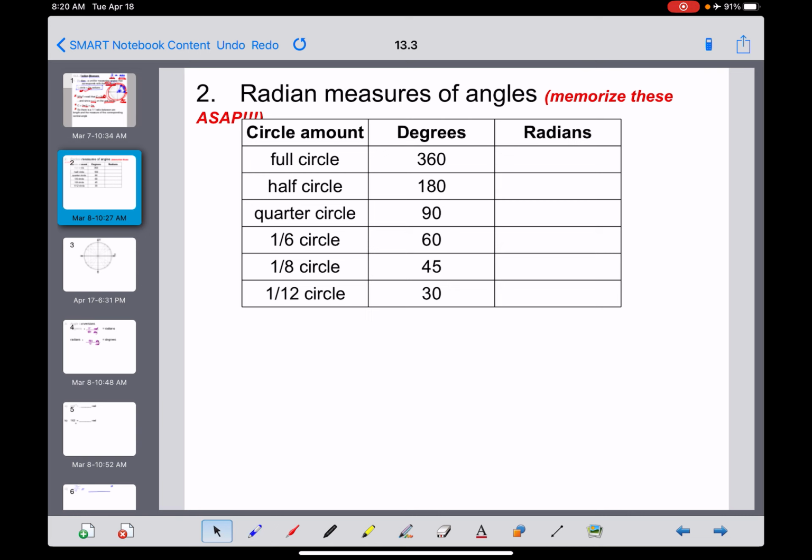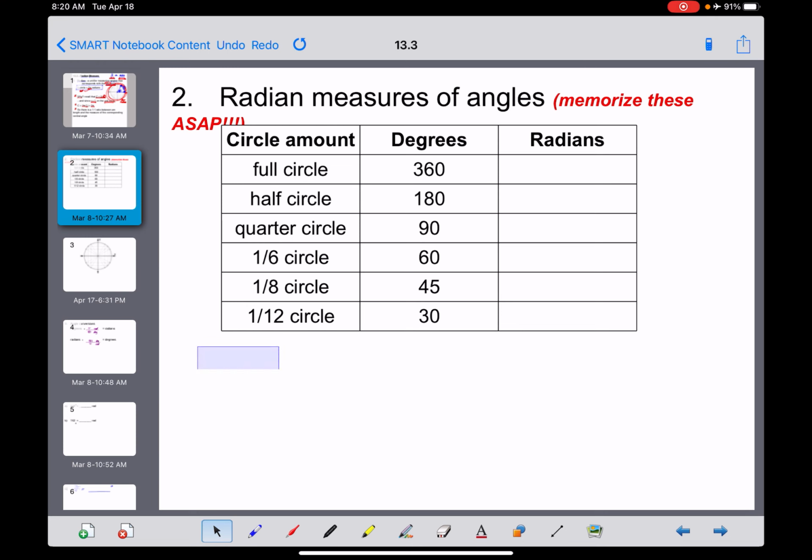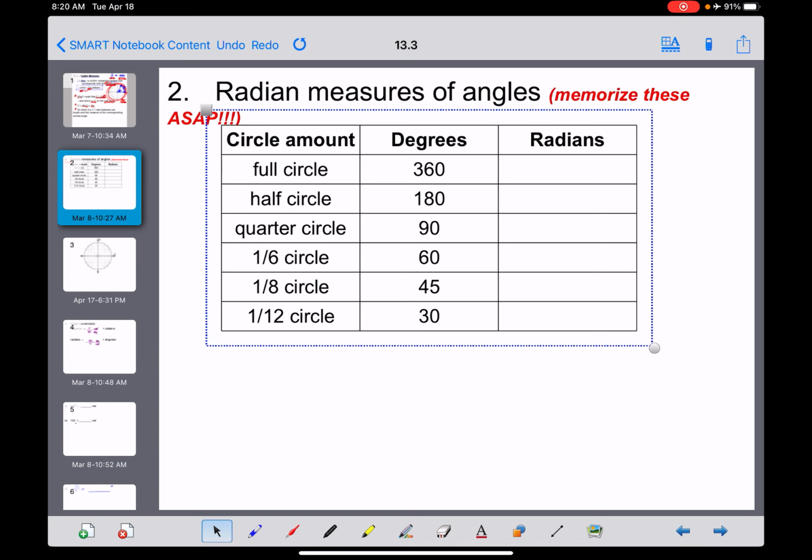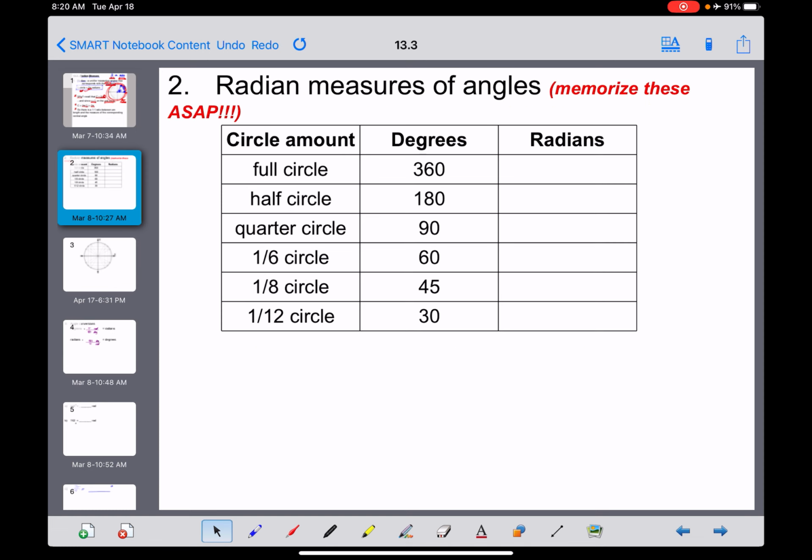Okay, let's talk about what's going on right here. Radian measures of some common angles. I probably should have included the word common right there, guys, and I would stress right here that you memorize these as soon as possible.